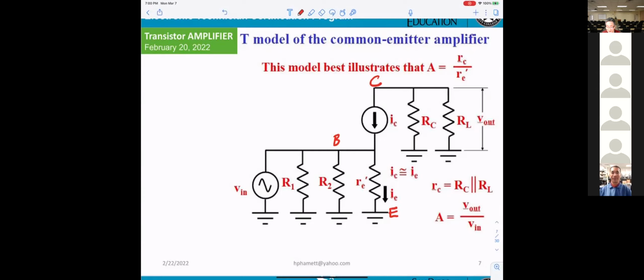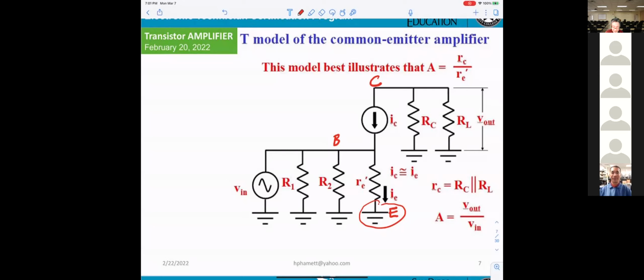Now, when they say common emitter, that will be telling you in the AC, the emitter will be ground. That's what they call common emitter. When you learn common collector, in the AC, the collector will be ground. Common base, in the AC, the base will be grounded.